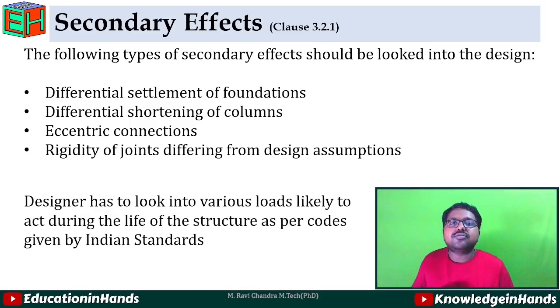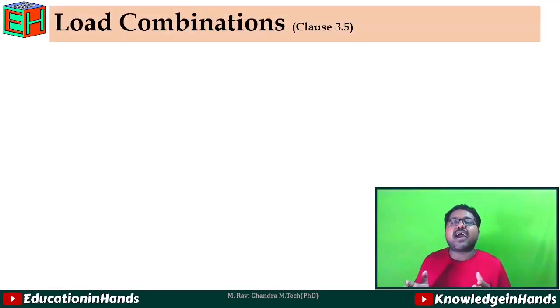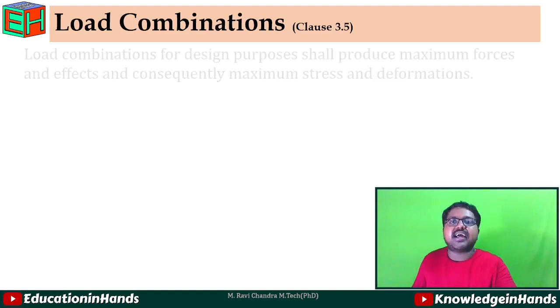So the designer has to look into various loads likely to act during the life of a structure as per the codes given by the Indian standards. Otherwise, the structure may lead to failure or it may be prone to any loading. Generally, the loads which we discussed here will not act on the structure as a single entity. Basically, these loads will act either one or two or it may be multiple together. So, for that reason, in clause 3.5 of IS 800-2007, some load combinations are specified while designing the structure.